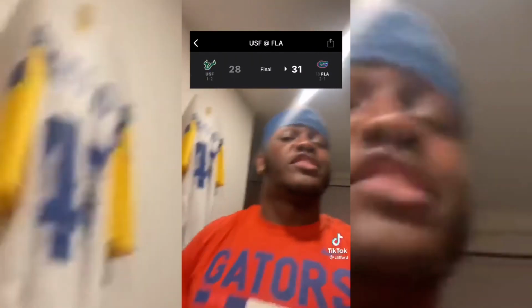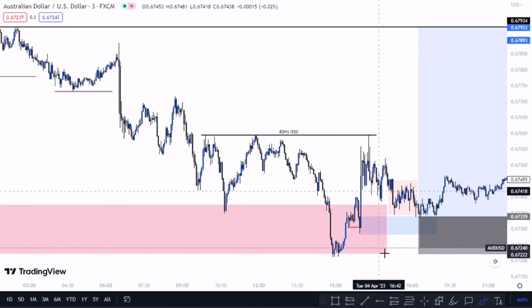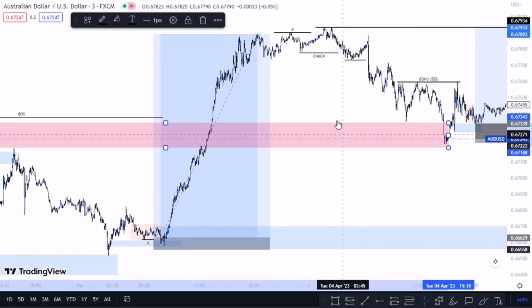A win is a win. I don't care what y'all say. A win is a win. So this trade was a win. That is how we do this trade. It's nothing fancy. We just look at price action and we trade towards the money.